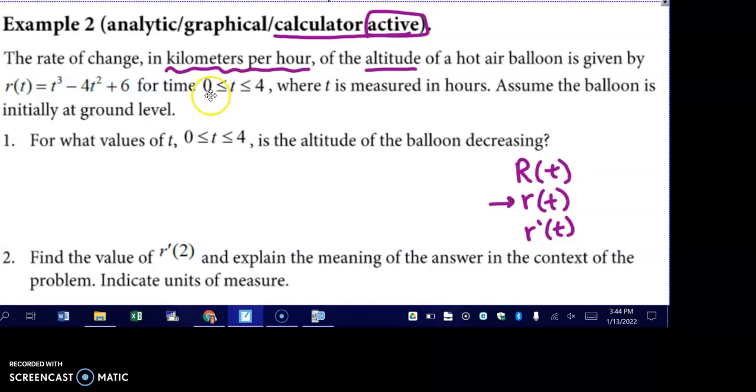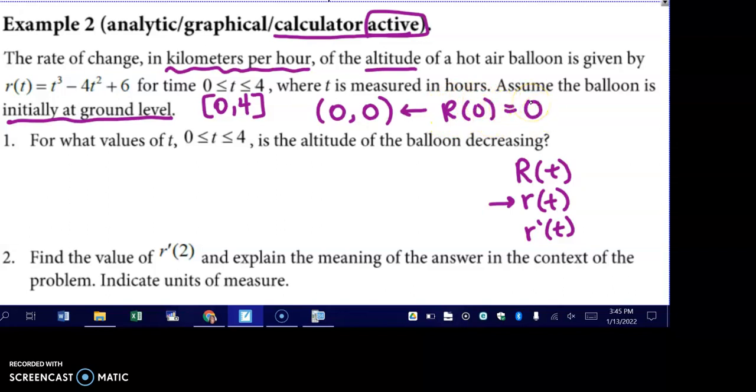We're also looking at the closed interval from 0 to 4, so that's important to note in case I need to find any absolutes, where t is measured in hours. Assume the balloon is initially at ground level, which means at time 0, our position is 0. I should put R of 0 is equal to 0. For what values of t between 0 and 4 is the altitude decreasing? Well, the altitude of the balloon would be the same thing as the height of the balloon.